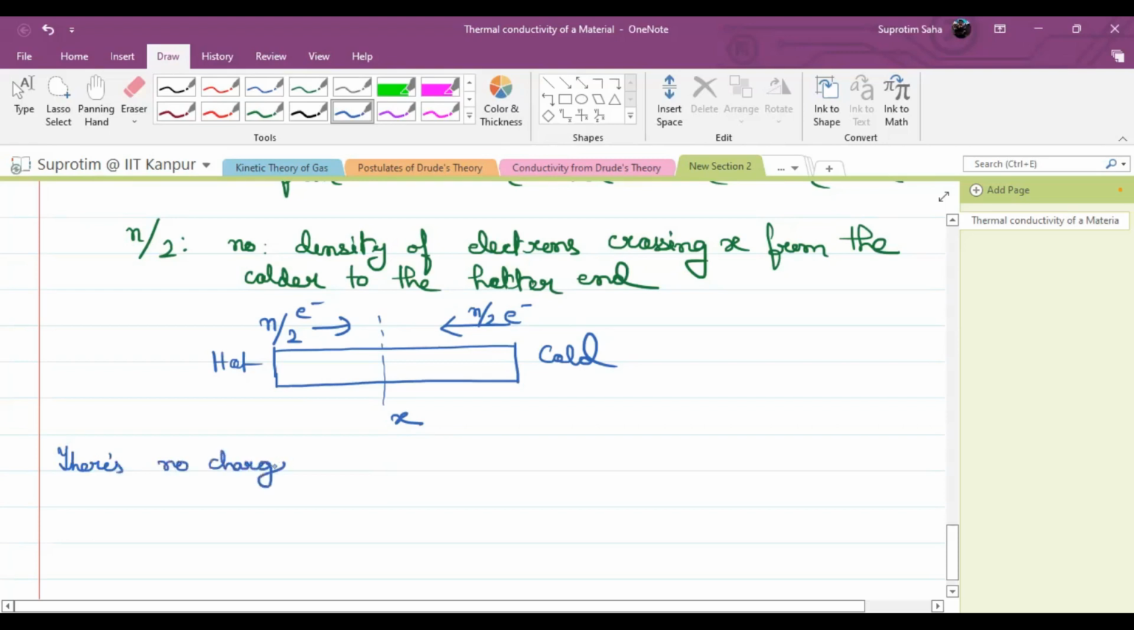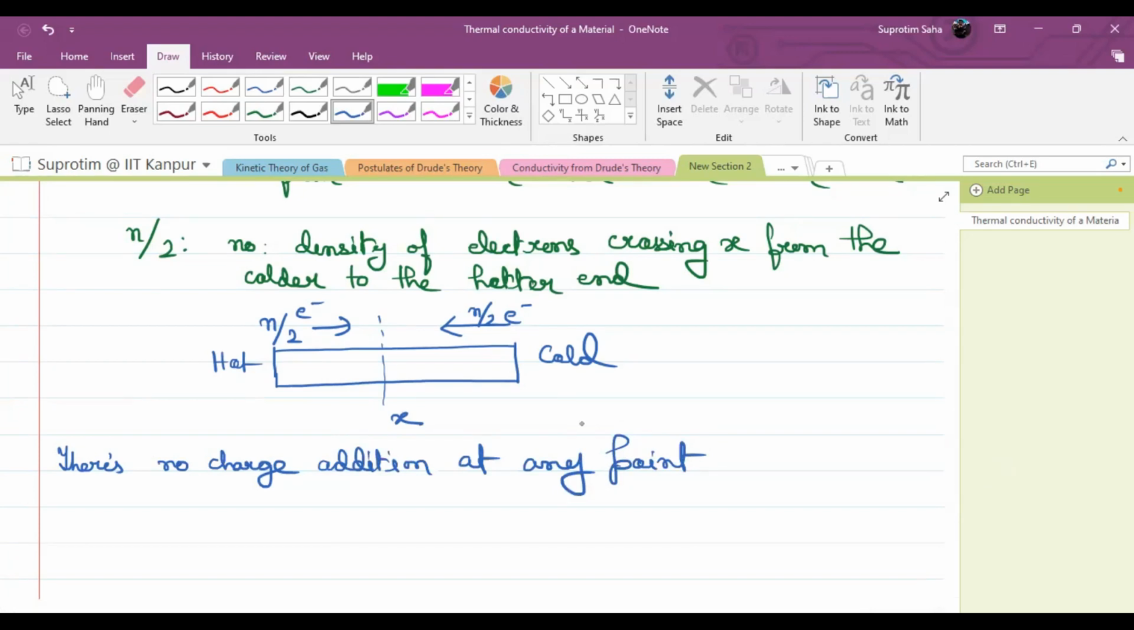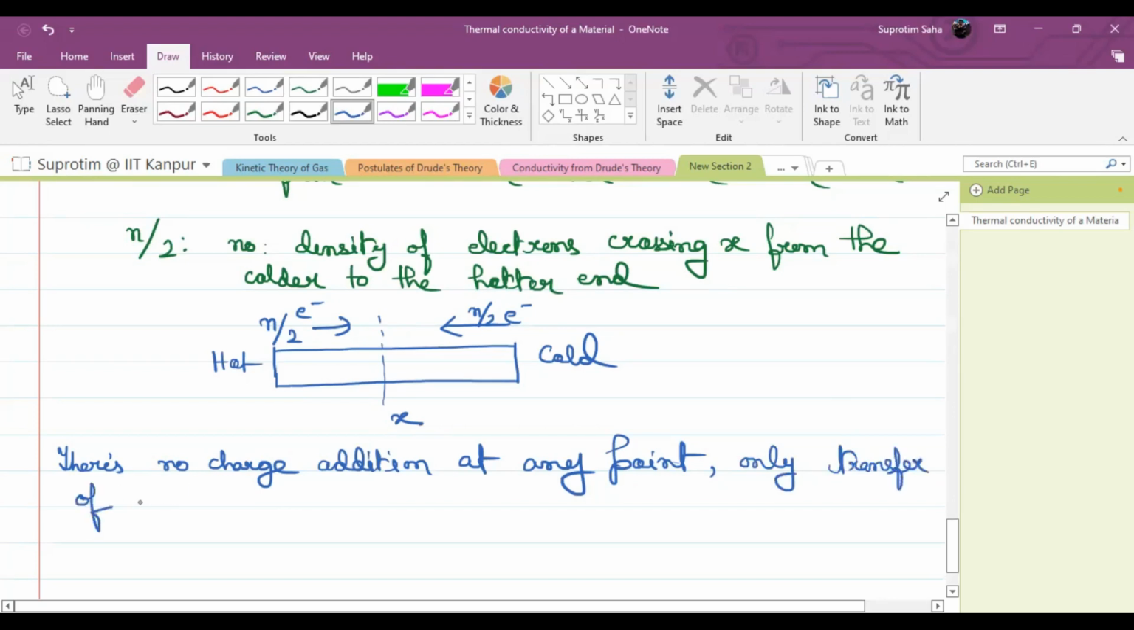charge addition at any point. They only act as carriers of thermal energy. Only transfer of thermal energy.